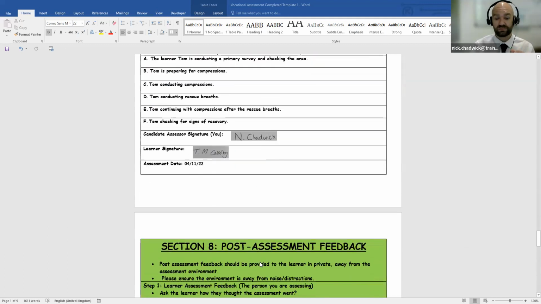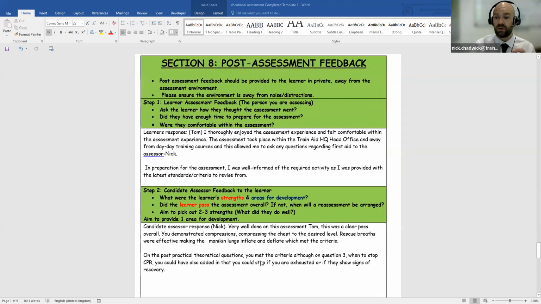Now after the questions have been completed, it's time for you to give your feedback to the learner. So section 8 is the post-assessment feedback, and this should be provided in a private setting away from the noisy assessment environment, and make sure it's one-to-one. It's between you and the learner. So please ensure the environment is away from any noise or distractions.